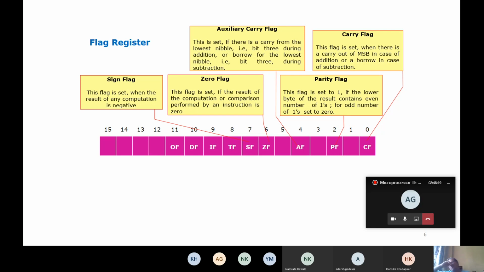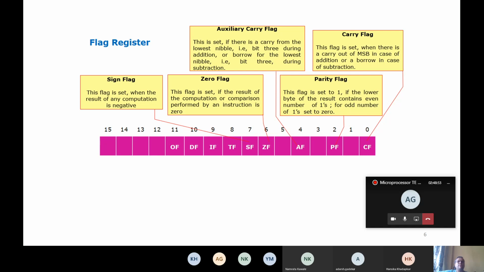But if I ask to compare 90 with 80, then the compare instruction will subtract 80 from 90. So 90 minus 80 becomes 10, which is a positive result, which indicates the first operand is greater than the second operand. This is indicated by sign flag 0 and zero flag 0. If both are 0, it indicates the result is non-zero and the number is positive, that means the first operand is larger than the second operand, right?